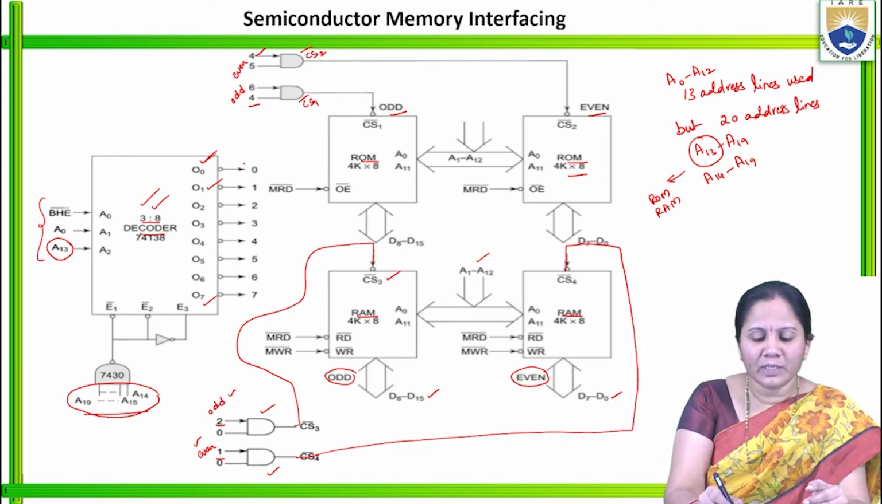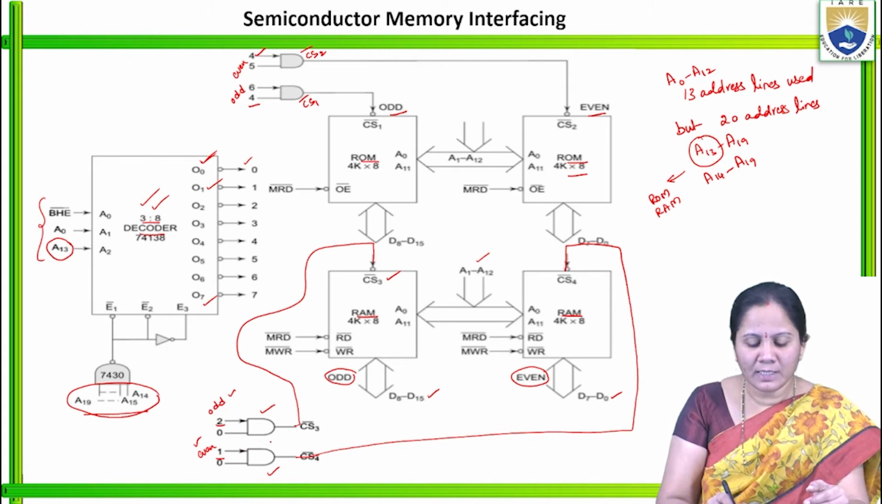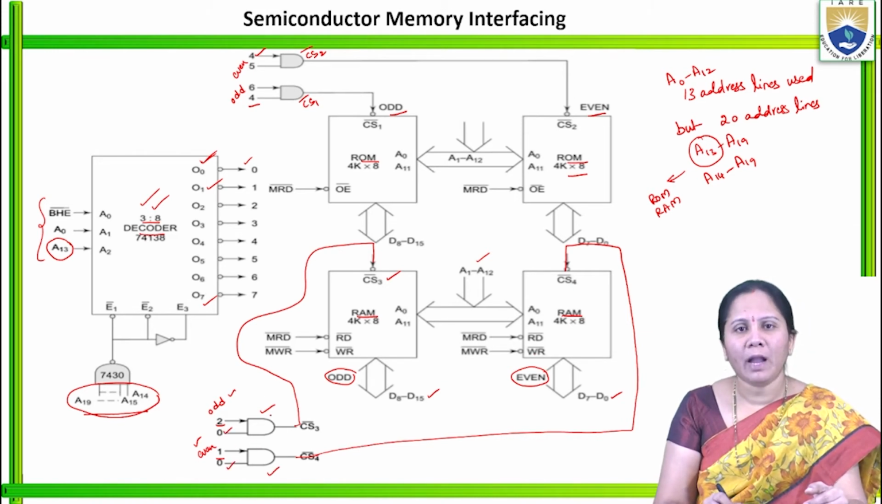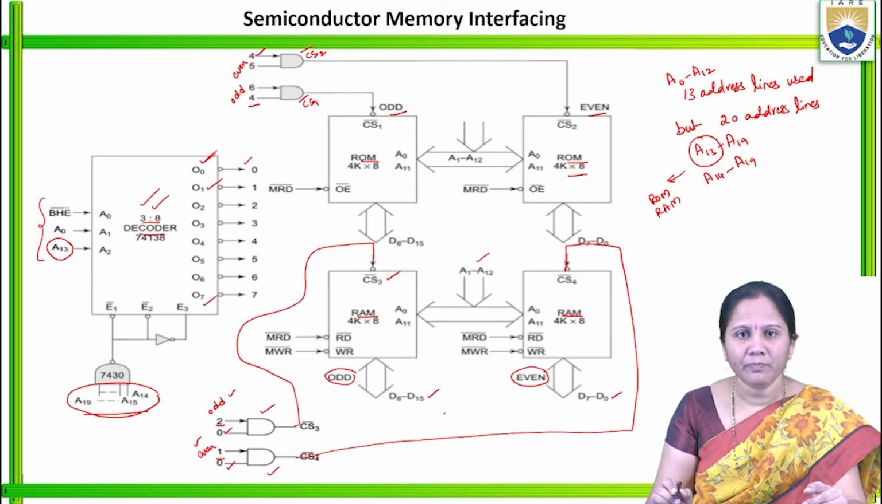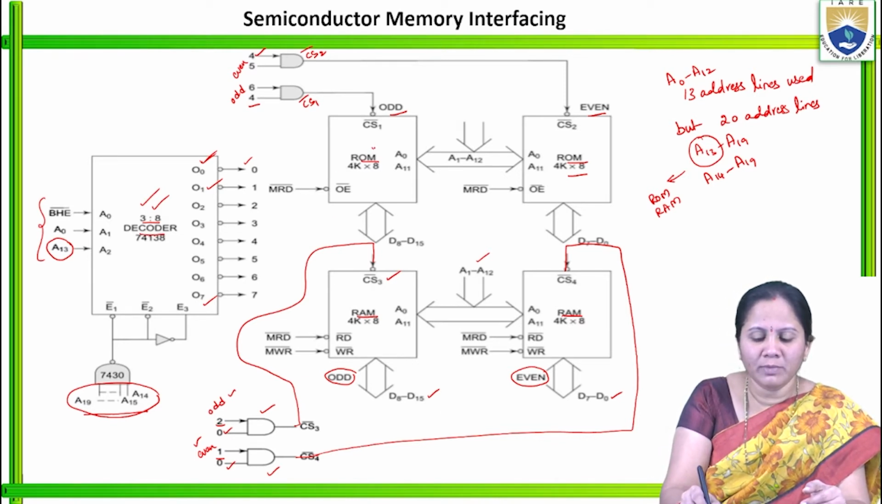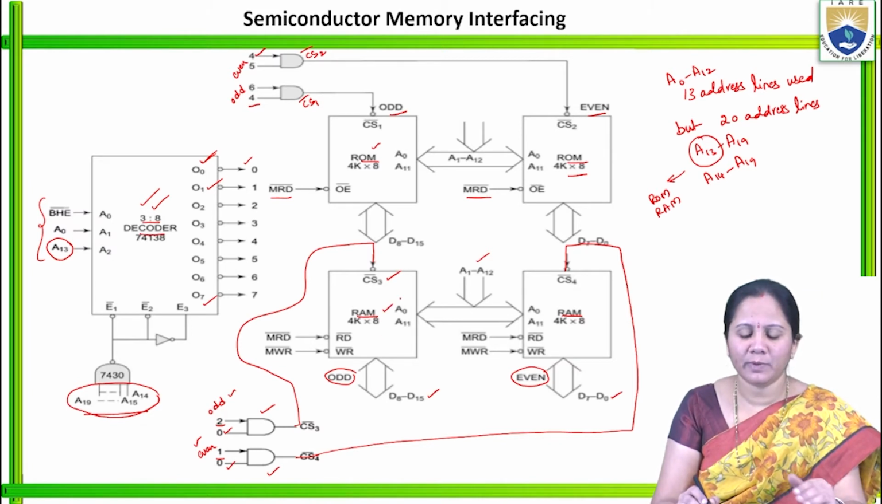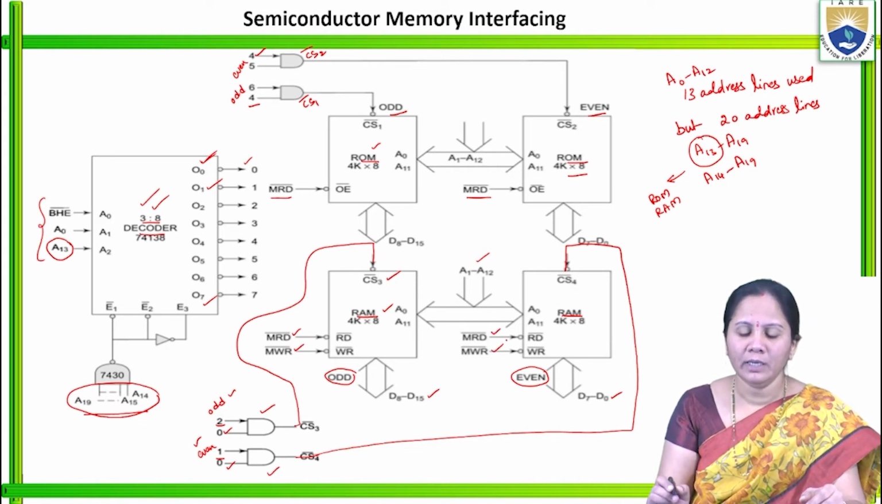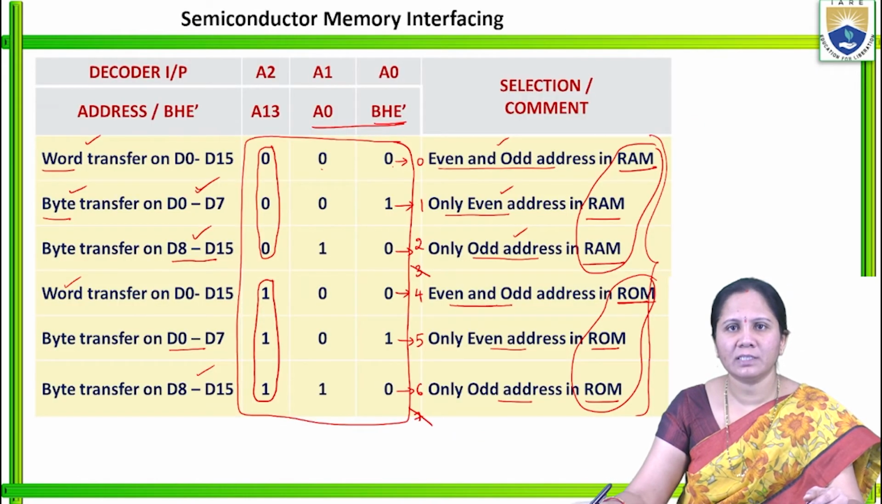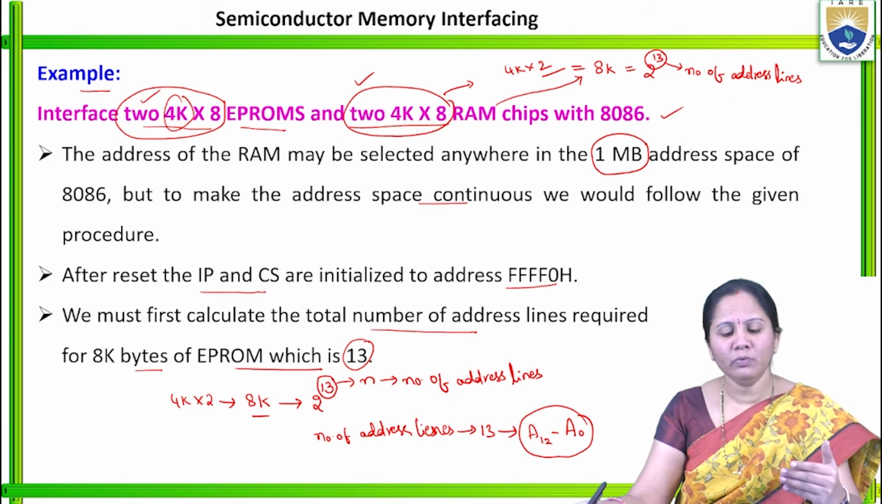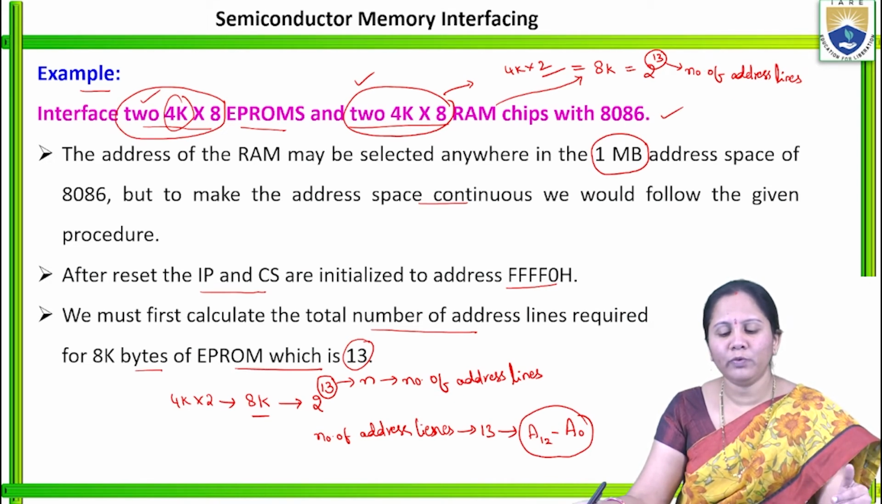If you see here, if this 0 is selected, it represents this RAM will be operated, because this 0 is the signal connected to the AND gates which are used for this RAM. ROM means read-only memory, only reading is possible. That is why only memory read signals will be connected here. Whereas if you consider RAM, both reading and writing is possible. So for this IC, both read and write signals will be there. So this is how we have to interface two 4K by 8 EPROMs and two 4K by 8 RAM chips to 8086 microprocessor.